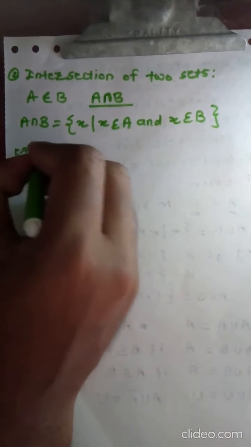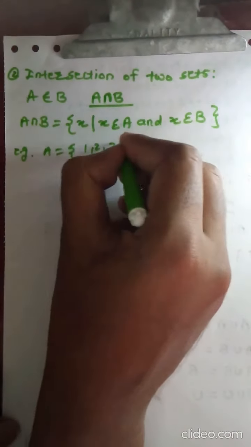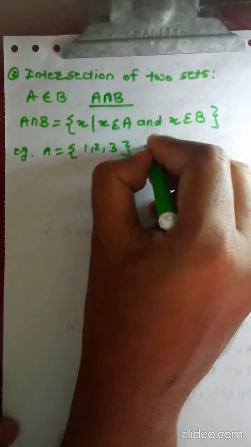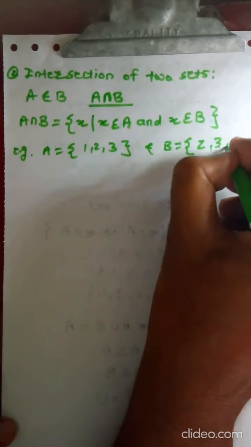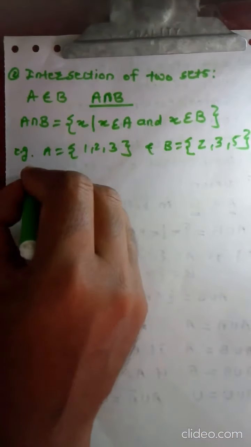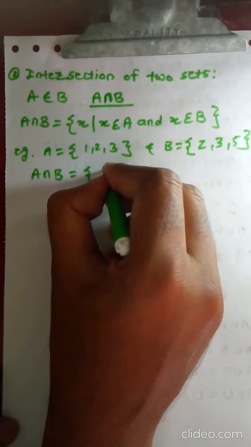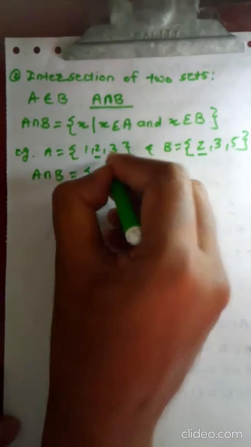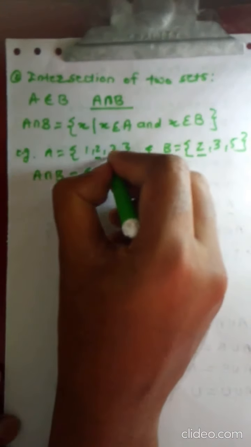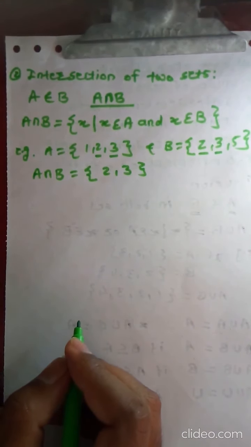So A intersection B is equal to opening brace X such that X belongs to A and X belongs to B, that is the element which belongs to A as well as the same element which belongs to B. Example, so if A is equal to 1, 2, 3 and B is equal to 2, 3, 5, then A intersection B is equal to 2, 3, that is the elements which are common in two sets, right? This is intersection of two sets.